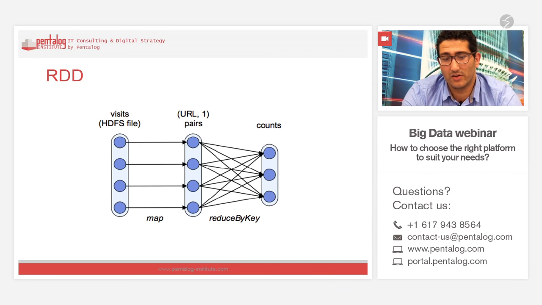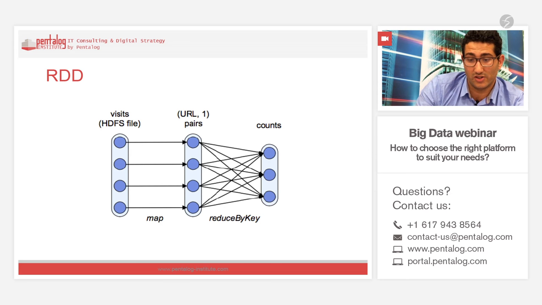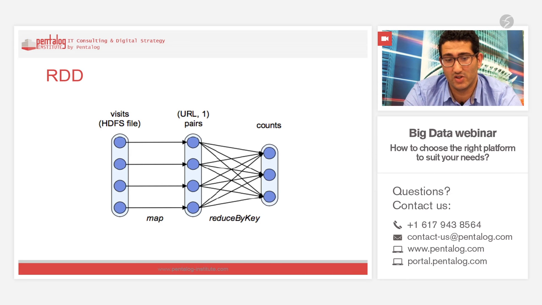It offers shared variables that can be used in parallel operations. Each RDD is either a collection stored in an external storage system, such as a file in HDFS, or a derived dataset created by applying operators to other RDDs. For example, given an RDD of visit ID and URL pairs for visits to a website, we might compute an RDD of pairs of URL and count by applying a map operator to turn each event into a URL and one pair, and afterward reduce to add the counts by URL.